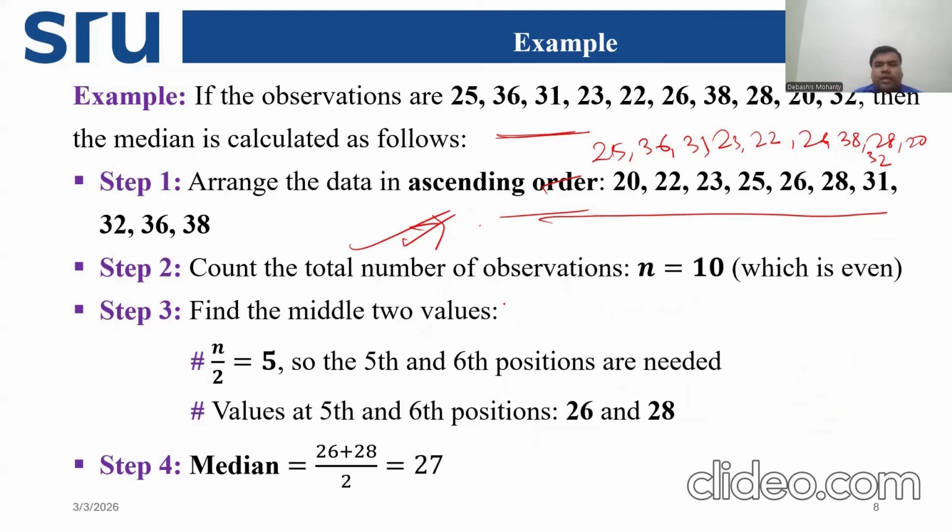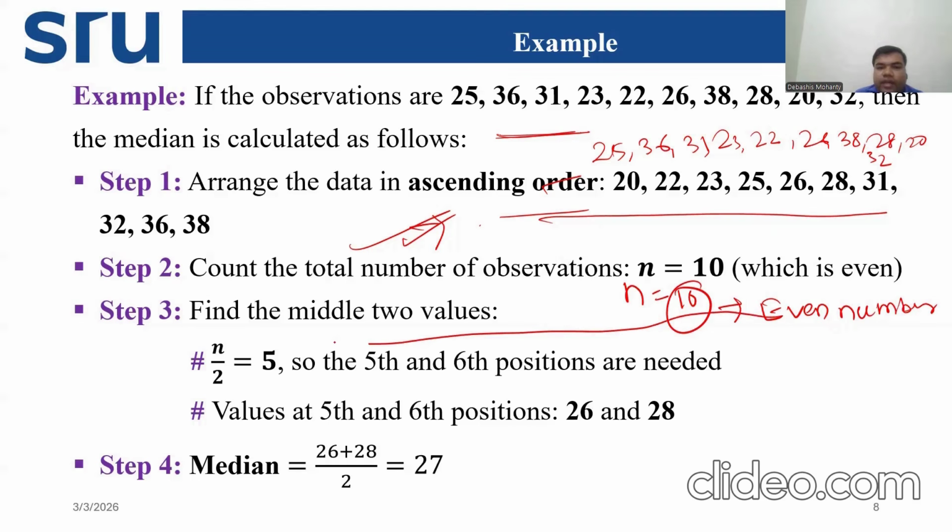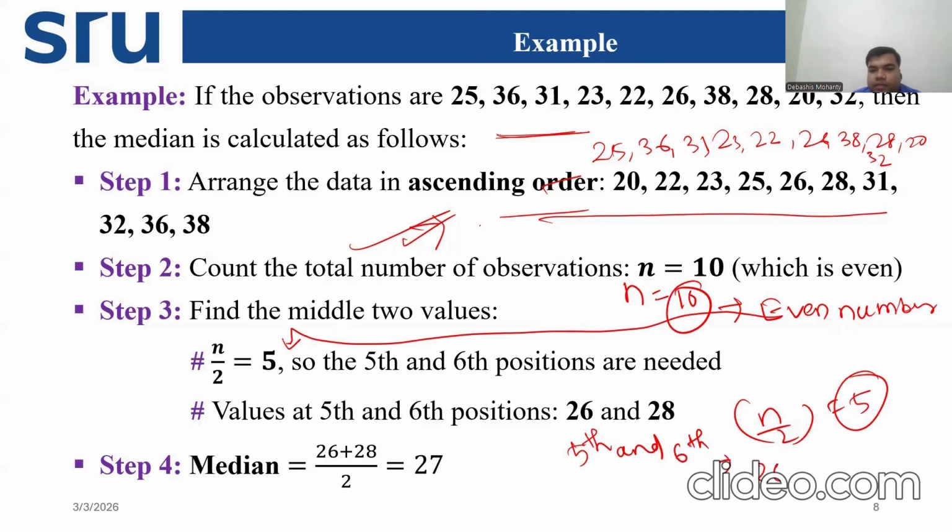Then we need to count the total number of observations. So the total number of observations, n, is 10. And 10 is even or odd? That is an even number. So for an even number, we find n by 2, that is 5. That means we need to find the fifth position and sixth position. The fifth position is 26, the sixth position is 28, and (26 plus 28) divided by 2 is equal to 27. So this is the median, students, for ungrouped data. The median here is 27.